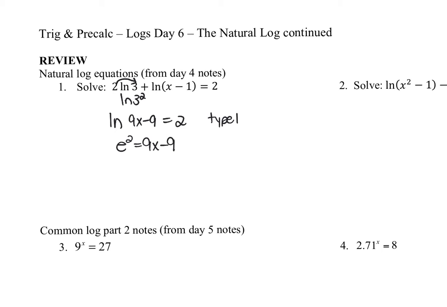And now we need to solve for x. So to isolate the x, I'm going to add 9. And then to get x by itself, I'll divide by 9. And on last homework, as well as right now, we're going to leave our answer that way. We'll touch the calculator and get the actual rounded answer, the approximate answer, in a few minutes.